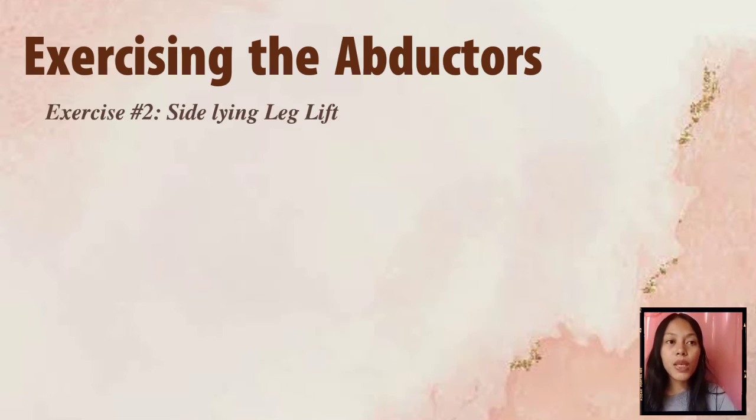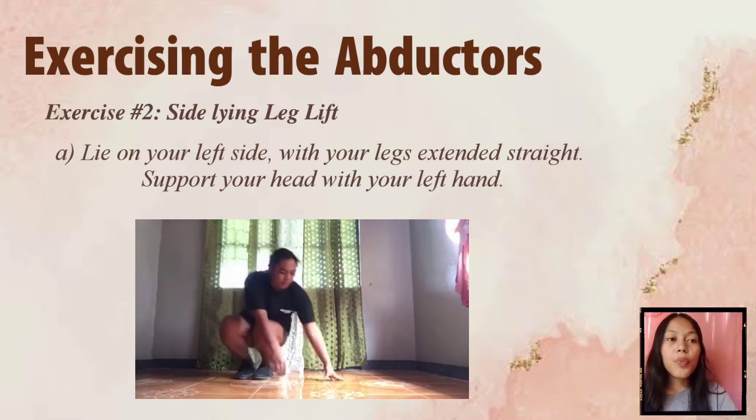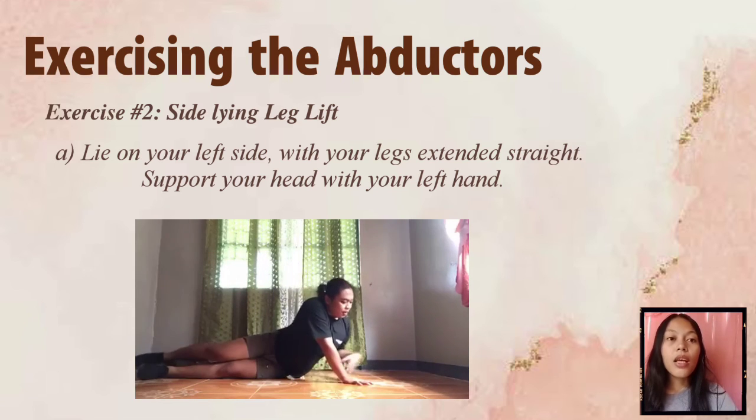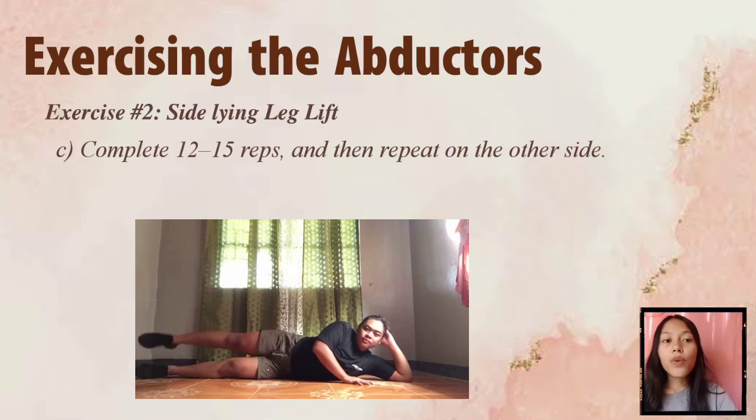Next exercise would be side lying leg lift. To do this, you have to lie on your left side with your legs extended straight. Support your head with your left hand. Lift your top leg 45 degrees, then lower slowly. This is 1 rep. Complete 12 to 15 reps and then repeat on the other side.